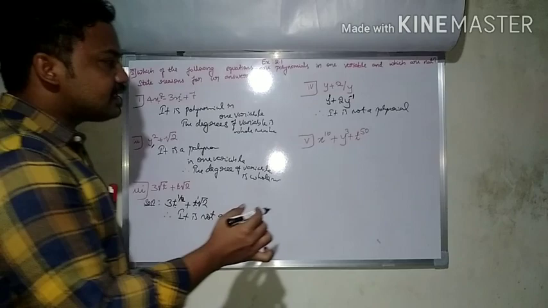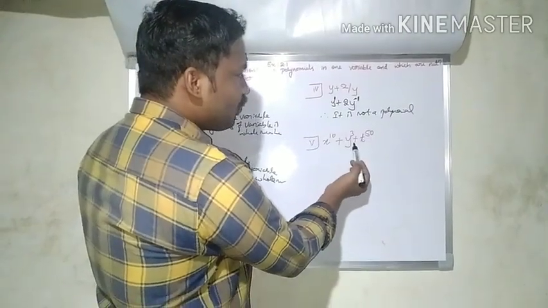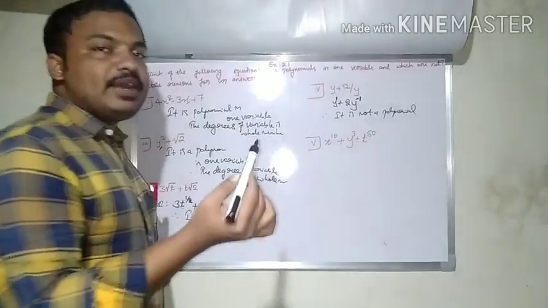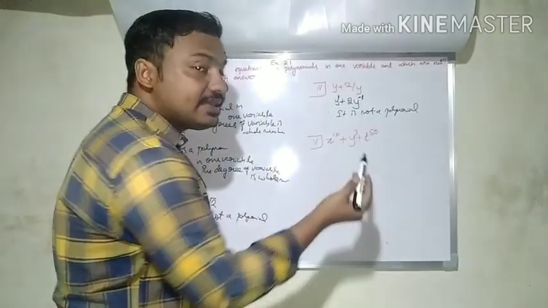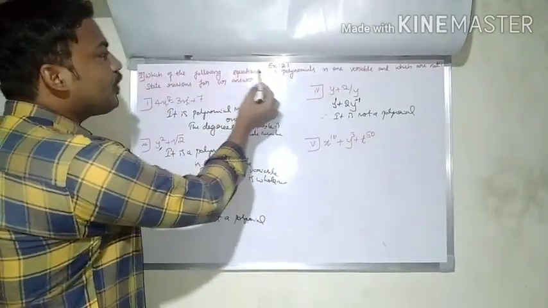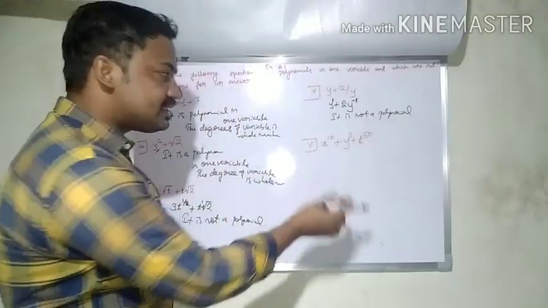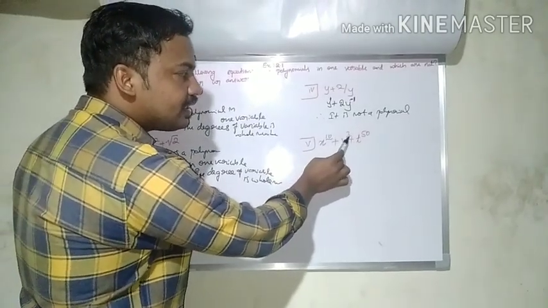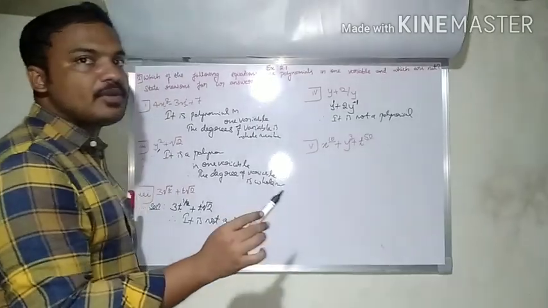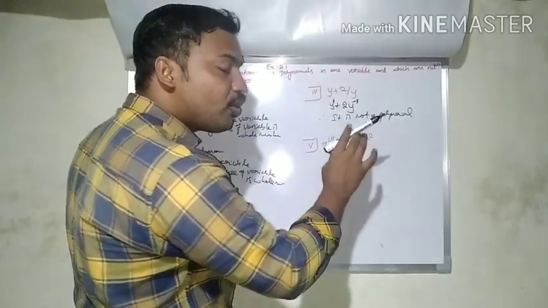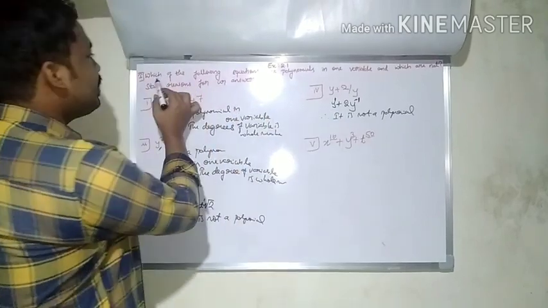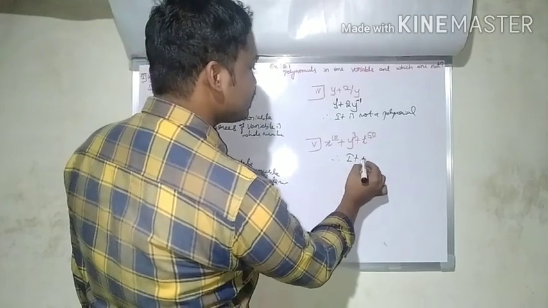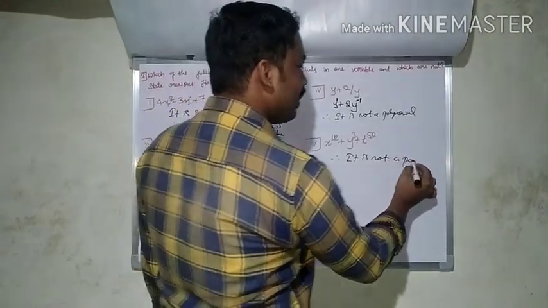And next, the last example: x to the power 10 plus y cube plus t to the power 50. Here x, y and t are the variables. How many variables are there here? Three variables. Yes, this is a polynomial, no doubt about that, because in x to the power 10, 10 is a whole number, in y to the power 3, 3 is a whole number, and in t to the power 50, 50 is also a whole number. But it is a polynomial in three variables. Our question is polynomials in one variable, so it is not a polynomial in one variable.